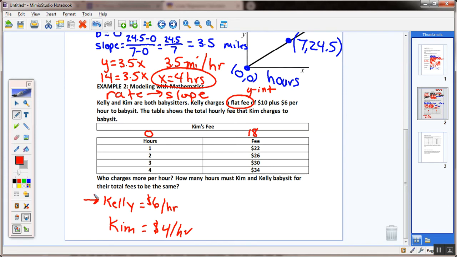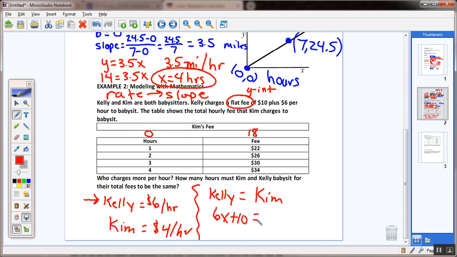Okay. Next question says, how many hours must Kim and Kelly babysit where their fees would be exactly the same? We want to know, when does Kelly's fee equal Kim's fee? Okay. So let's talk about Kelly first. What's Kelly's slope or rate, kids? So this is going to be like y equals 6x plus the starting fee of what? $10. So what we're going to do, Kelly is modeled by 6x plus 10.